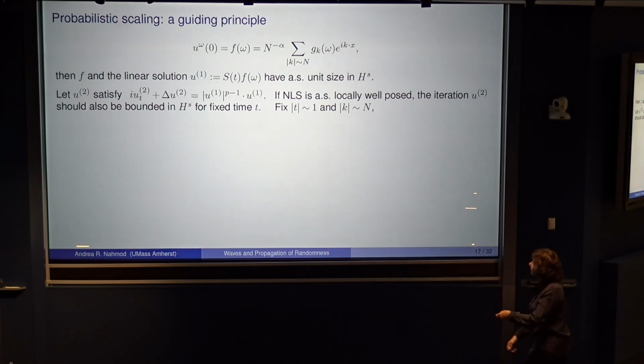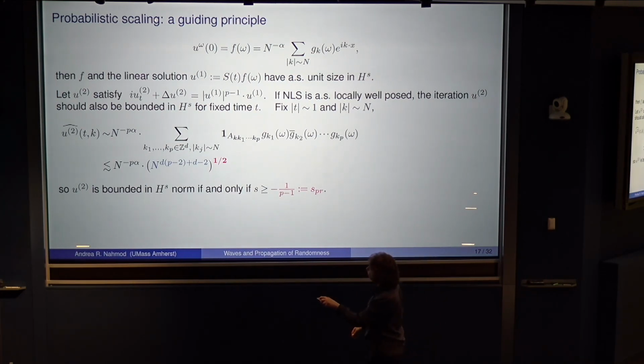So what does that mean? Well, you fix a time, and let's say we fix k, which is the frequency, n, and we look at the size of the Fourier modes of u2. So bear with me for a second. So this n to the minus p alpha simply came because I have here p functions u1. So of course, you're going to have this n to the minus p alpha coming from p functions, each with n to the minus alpha. And then what is it that you have?